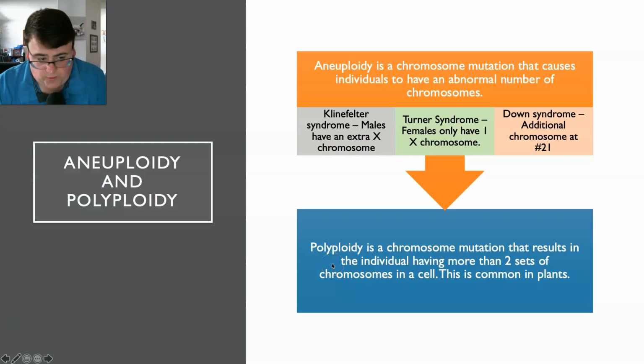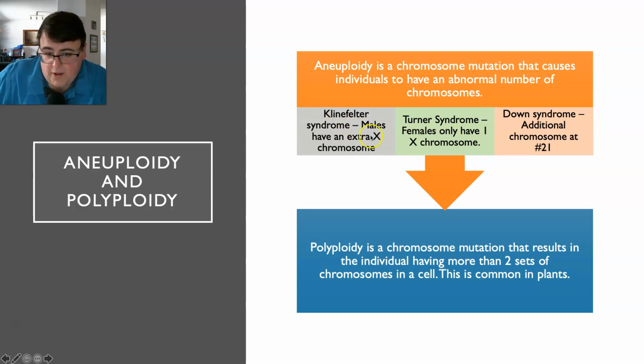Lastly, we're talking about aneuploidy and polyploidy. So these are types of chromosome mutations where you have an abnormal number of chromosomes. Okay, aneuploidy is an abnormal number. So for example, there's 3 examples we're looking at. So we've got Klinefelter syndrome, in which males have an extra X chromosome. So they'll have XXY, they've got one extra chromosome. Turner syndrome is where females only have one X chromosome. So they've only got 45 chromosomes in total.